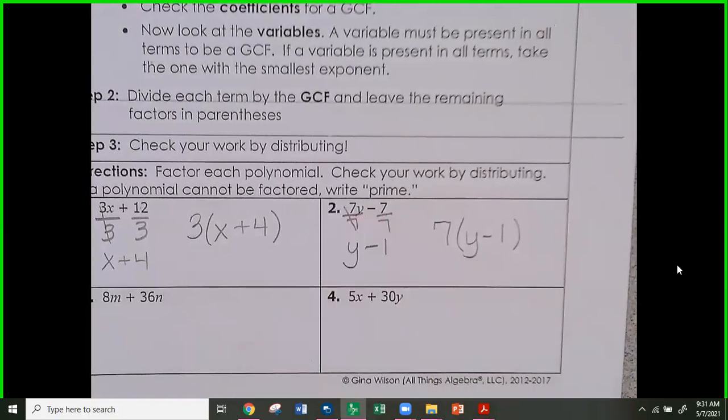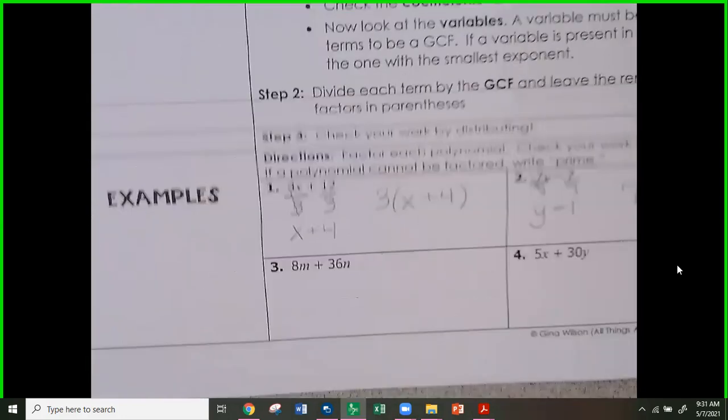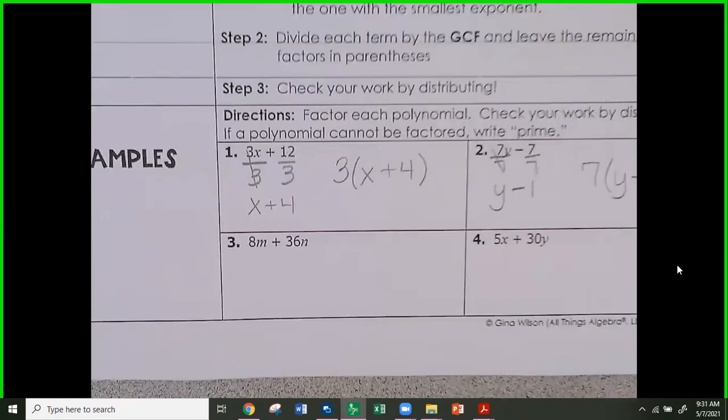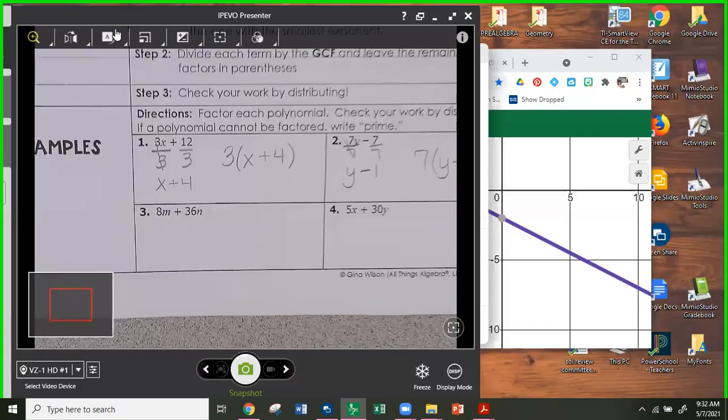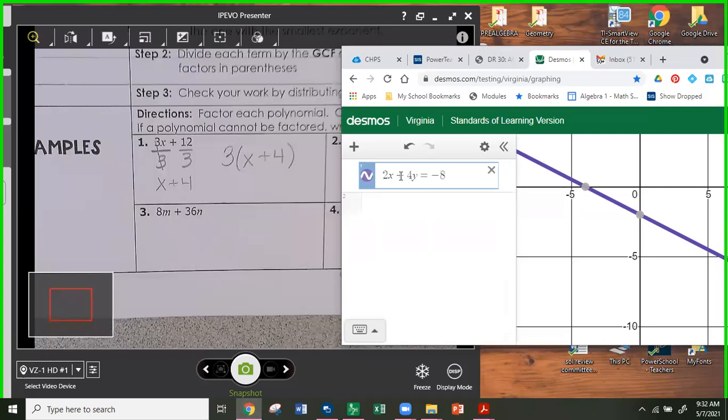Okay, so now we're on number 3. And if you look at that problem, here's the hard part. And again, this is why factoring is difficult for people, is I have to decide the biggest number that goes into 8 and the biggest number that goes into 36. So everybody open up Desmos. Pull up Desmos, please. And this is a game changer.